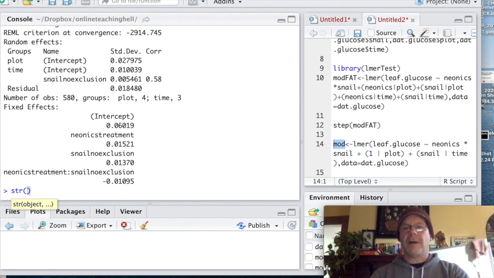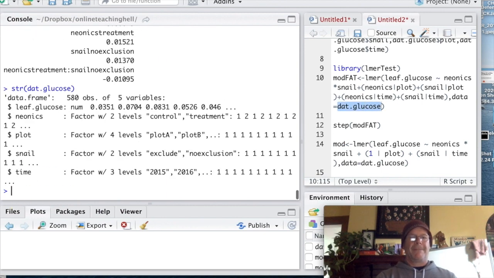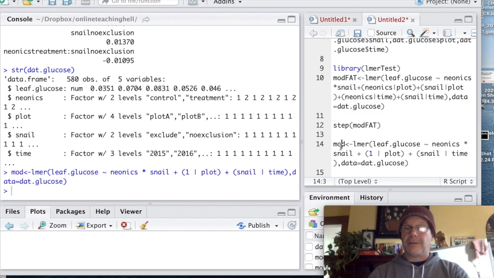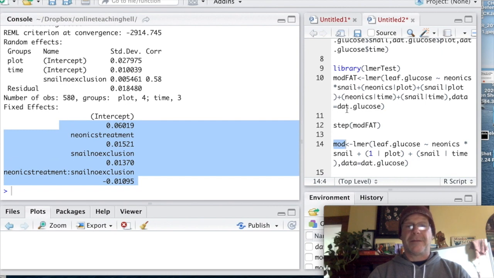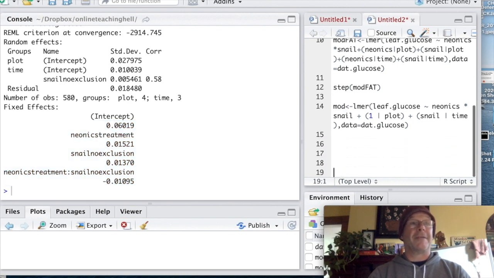Okay, so what am I doing? Oh, right. I'm going to look at the structure of DAT glucose. And here we have time. Even though they're numbers, R is treating them as factors, which means that R does not know that 2005 is a number. It could have been anything. You could have named it the year of the rabbit, the year of the ox, whatever you wanted to name it. It wouldn't have mattered whatsoever. Okay, but I digress. So now we have our model. And again, we understand why that random slope is valid and the computer's okay with that. And we have our estimates of the parameters in the model.